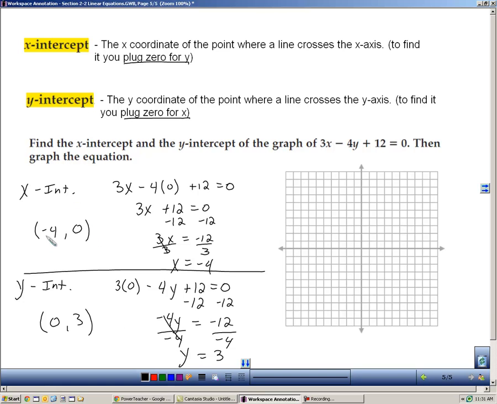My x-intercept is negative 4, 0. Notice the 0, y coordinate. And my y-intercept is 0, 3. Notice the 0, x coordinate. I'm going to graph those. Negative 4, 0 is right here. 0, 3 is right here. And that's what my graph looks like with my y-intercept and my x-intercept.